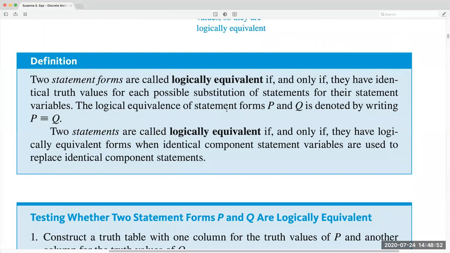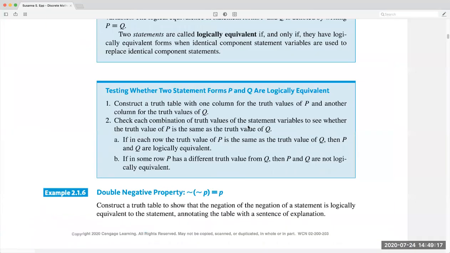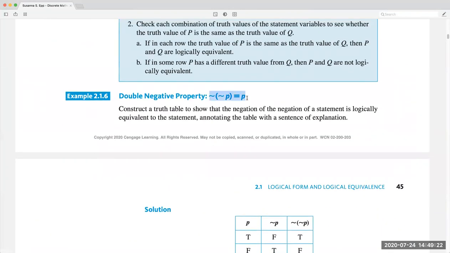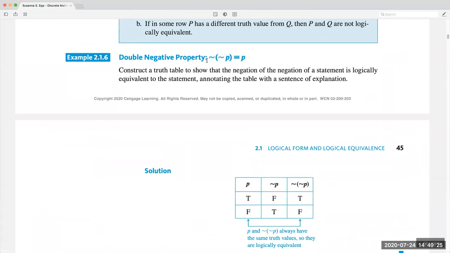So this is very important. If two statement forms are logically equivalent, they have the same truth value for each possible situation or input. That means they have the same output for all possible inputs. So we will have a set of, first of all, these two are equivalent, okay? This is not difficult to understand. Not not P is equal to P, okay?